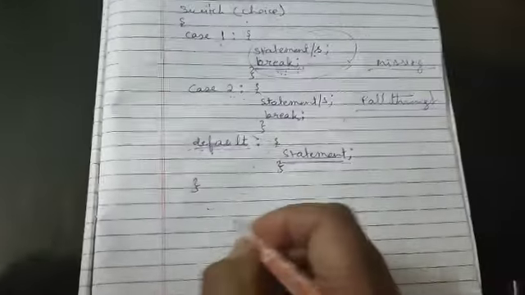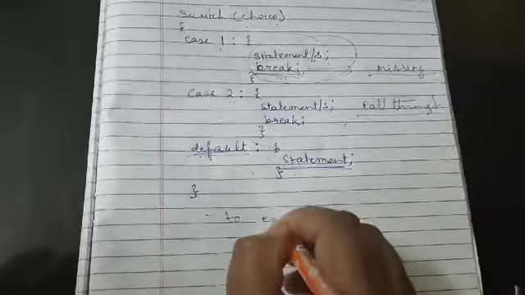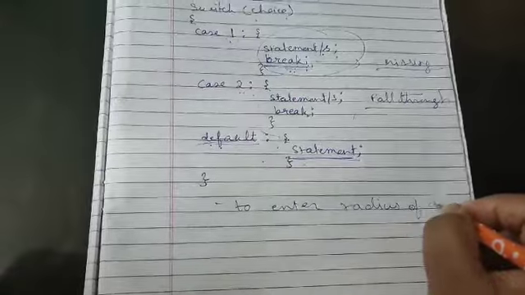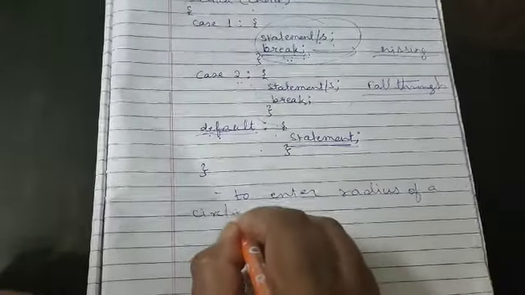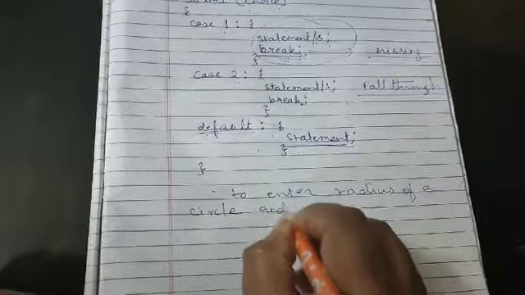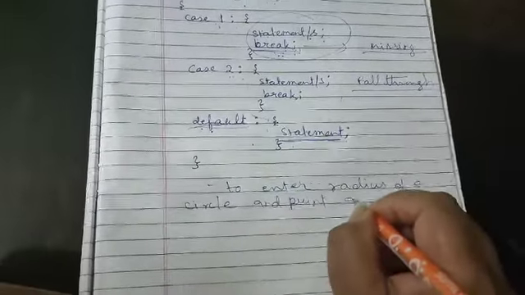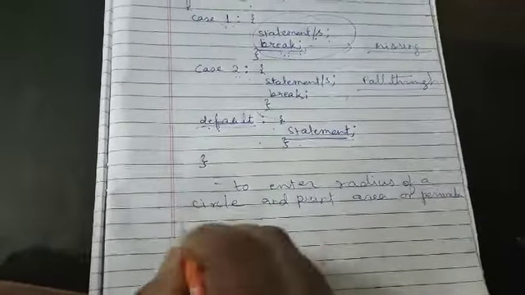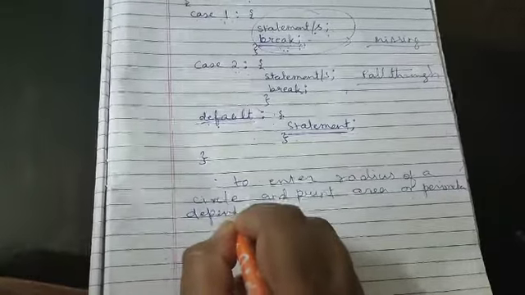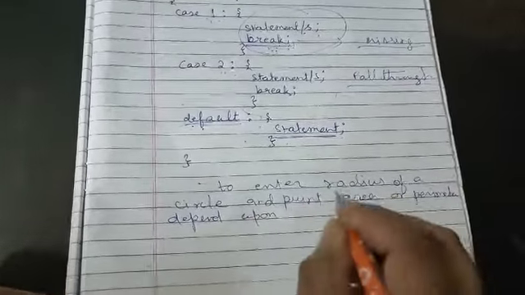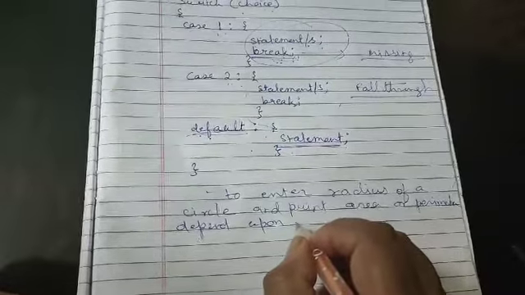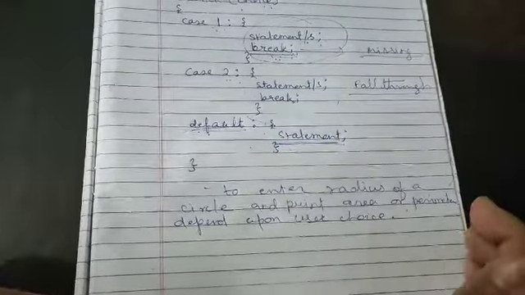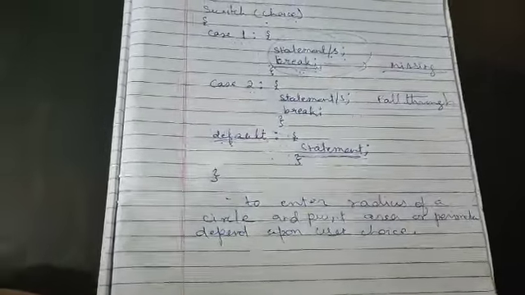What is the program? Write a menu driven program to enter the radius of a circle. This is a very simple program. Radius of a circle, and print area or perimeter depending upon user choice. Depending upon user choice. So now I will solve this program and I will show you.